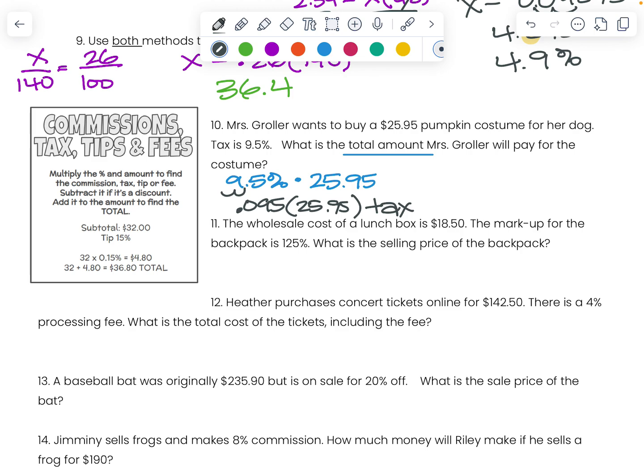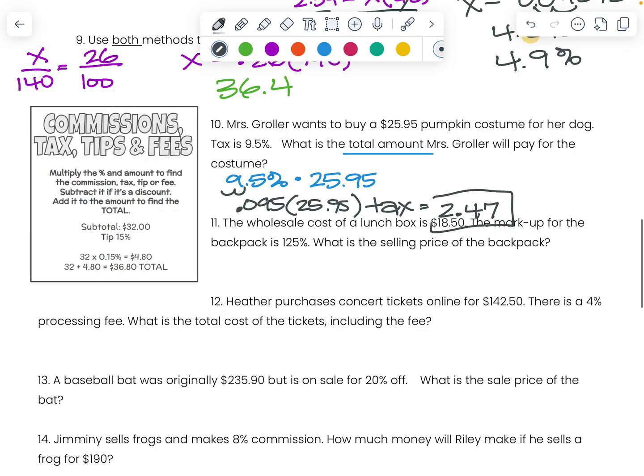Some gross number. But money goes out to the hundredths spot. So it'd be 2.46, and it's 5, so I'm going to round it up. There. 2.47 is our tax. So all I have to do is add that on to 25.95. 25.95 plus the tax of $2.47 would give me the total of 28.42. All right, next one.